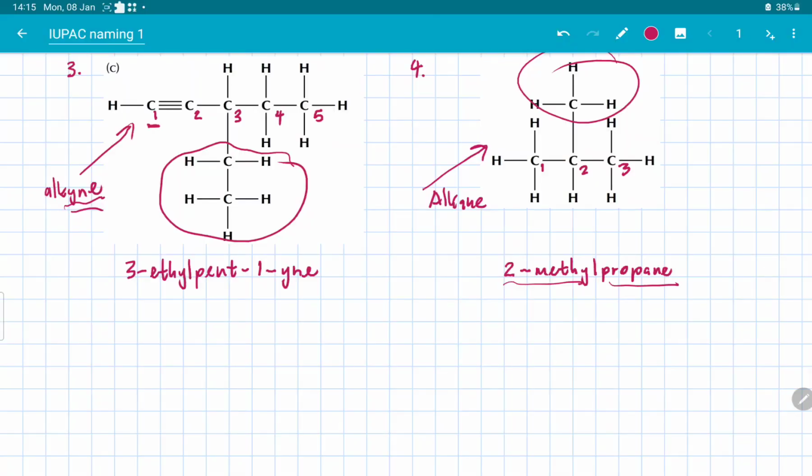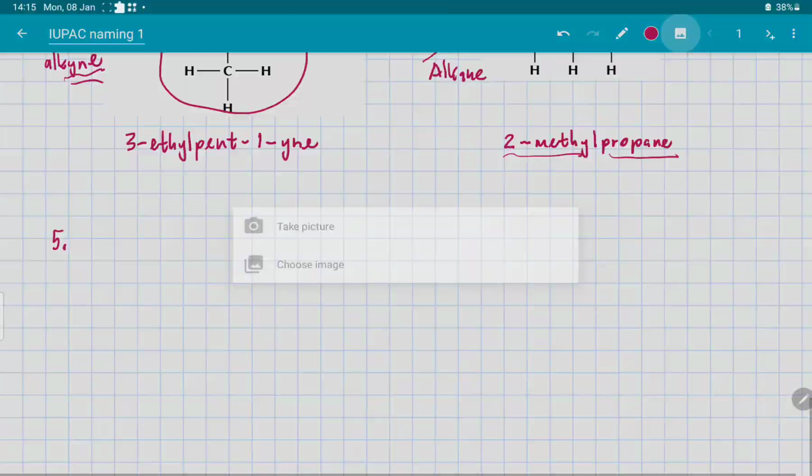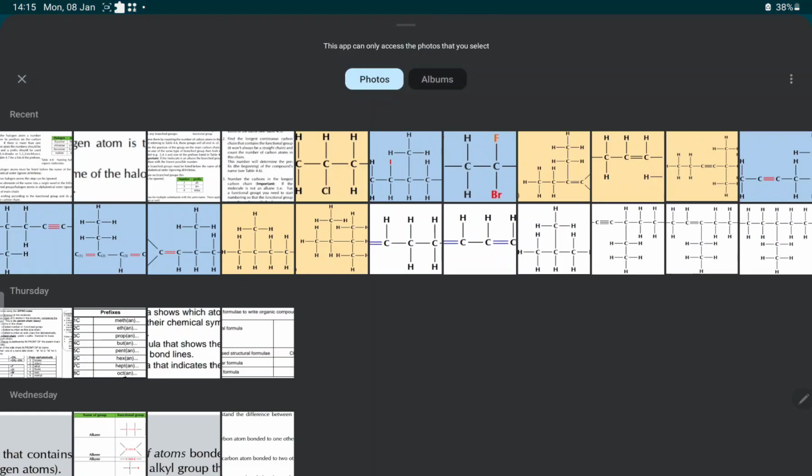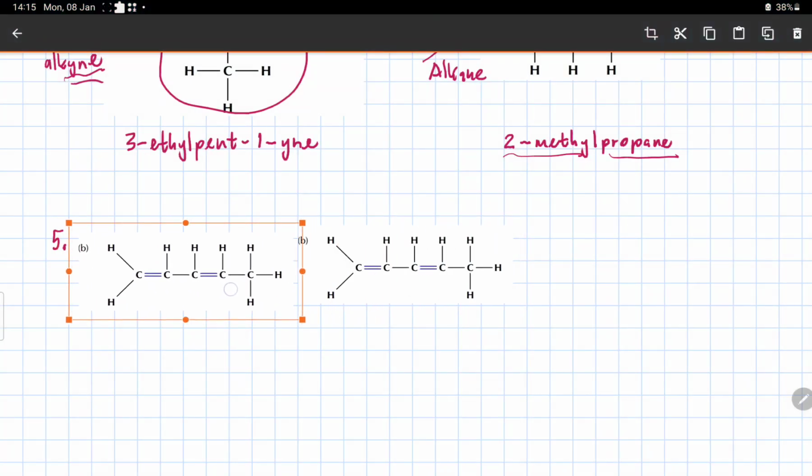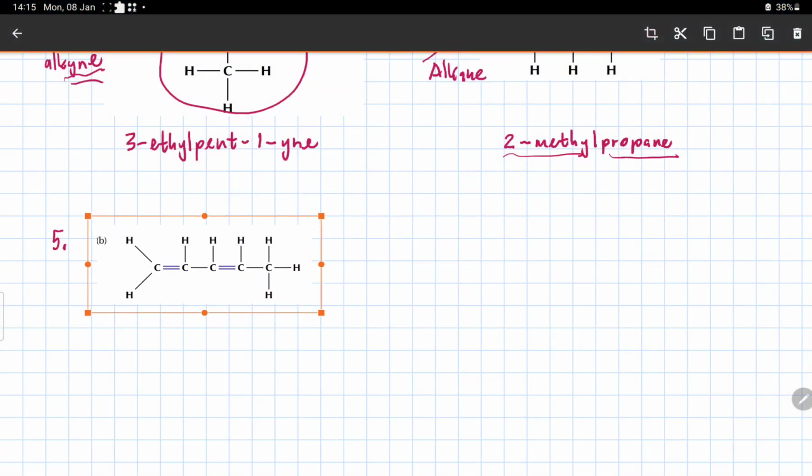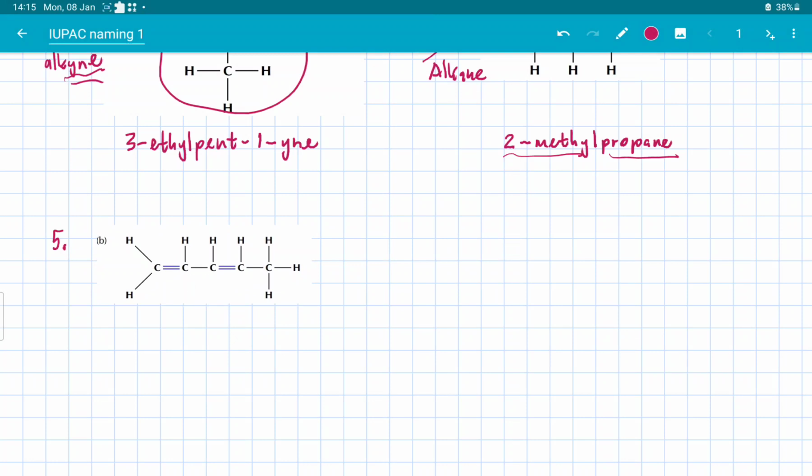Let's do example 5. I think I'm going to skip the others. Okay, let me do example 5 because now I want to emphasize something very important. So, again, recognize the functional group. You know, double bond, alkene. However, now we have 2 double bonds.